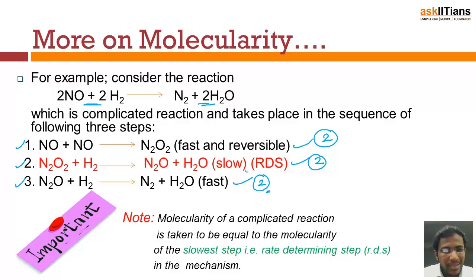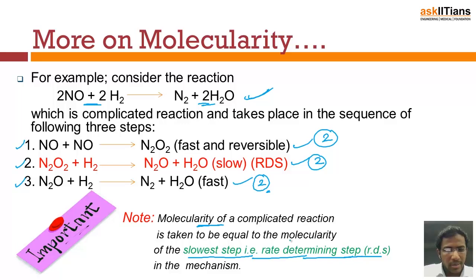So what we can say here is, this reaction is occurring in 3 steps, and each is an elementary step having a molecularity of 2. We can define the molecularity of a complex reaction in this way, and we can also define it in another way, and that is, the molecularity of a complicated reaction is taken to be equal to the molecularity of the slowest step, that is the rate determining step.